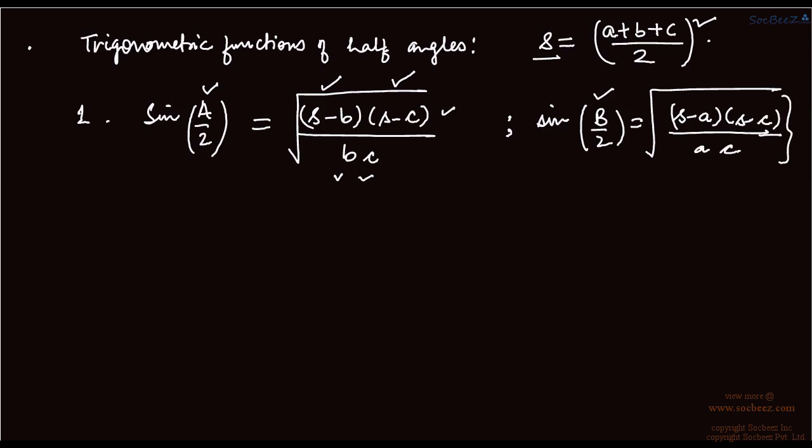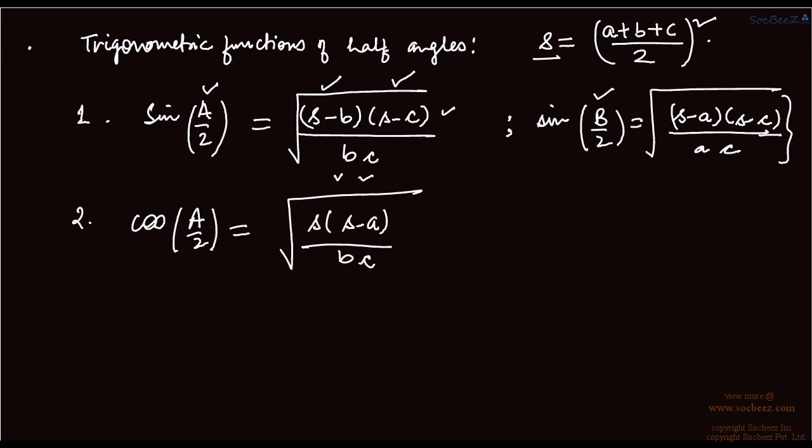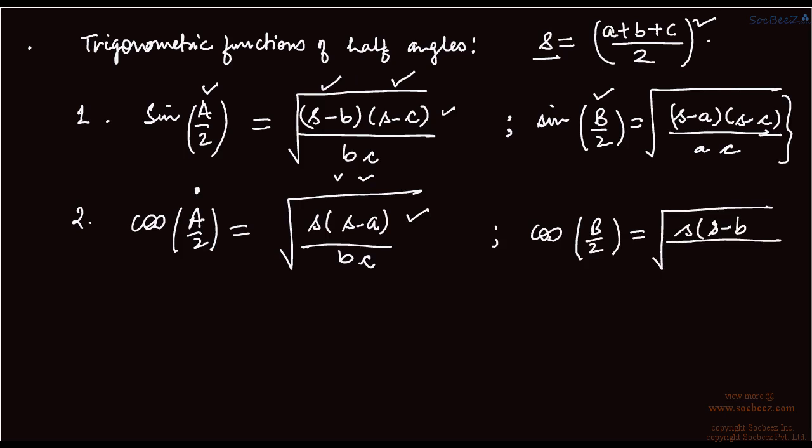Similarly, you can write for sine C by 2. Second will be cos of A by 2. Cos A by 2 is root of s(s minus a) upon bc. In this, you ignore everything except a in the numerator, and the denominator is bc. So you can write cos of B by 2 as s(s minus b) in the numerator, but ignore b in the denominator, so a and c. You will not ignore b in the numerator but ignore b in the denominator.